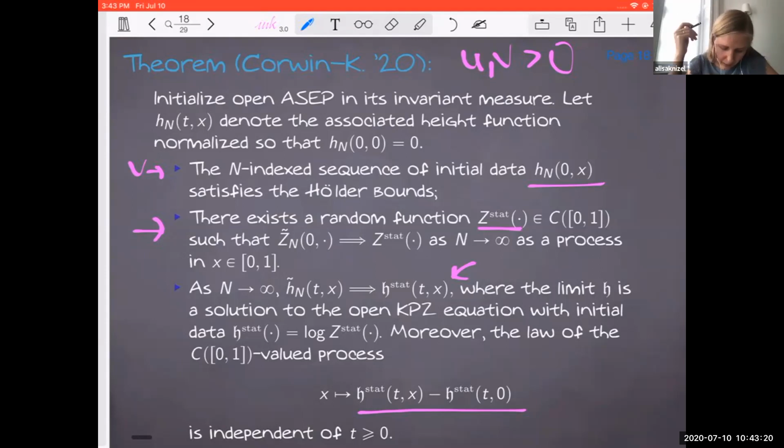Now there's an important part which I haven't addressed yet, which is the question about the uniqueness. In this way, we construct an invariant object for the space increments of the solution to the open KPZ. But what about the uniqueness? We conjecture that the object we construct is precisely the unique invariant measure, but we don't have a proof of it yet.